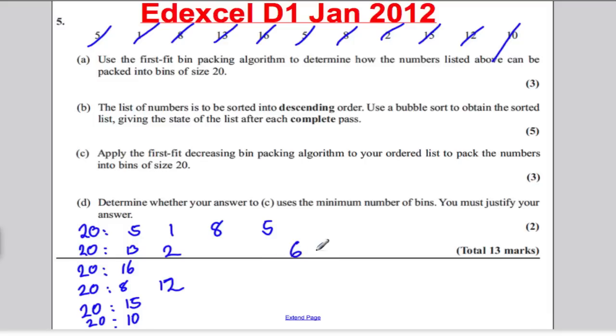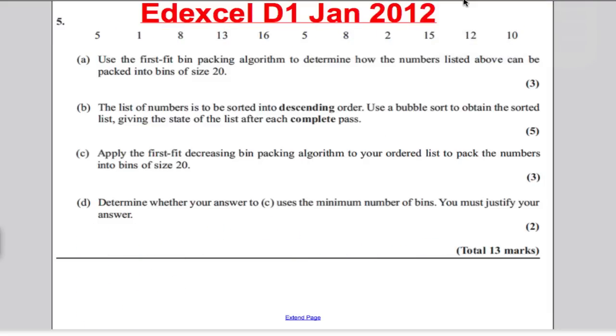So you would need 6 bins of size 20, as described in this example here. Okay, next one here, the list of numbers is to be sorted in descending order. Use the bubble sort to obtain a sorted list given the state of the list after each complete pass.